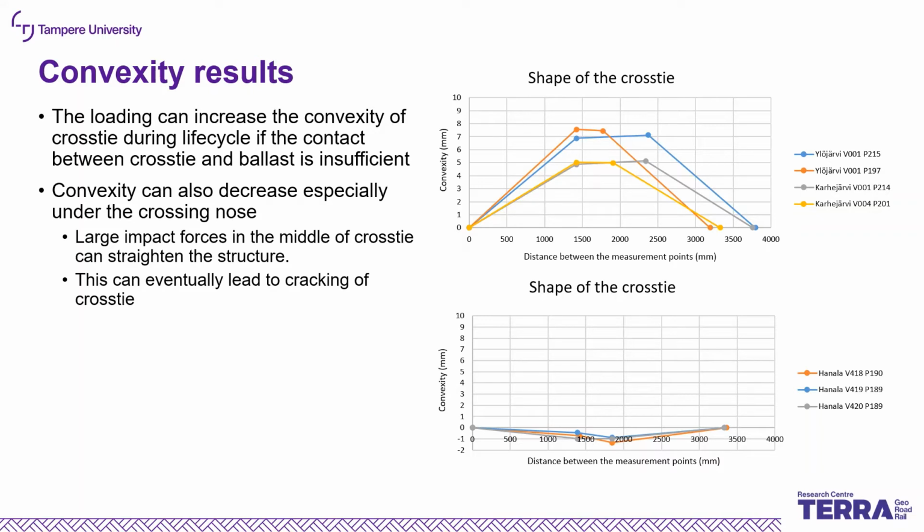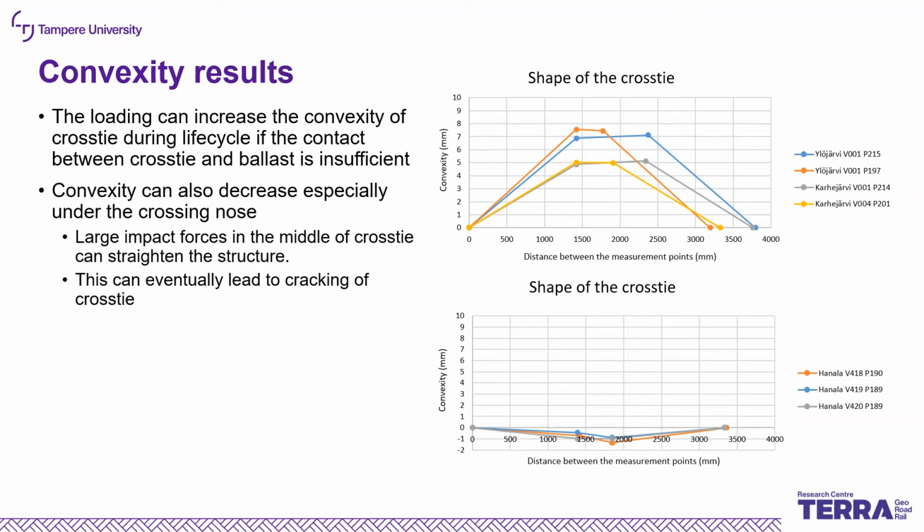And then convexity can also decrease, especially underneath the crossing nose, where there are really large impact forces in the middle of the crossties. So there are impact forces right in the middle of the long crossties, and that is kind of beating the crosstie and forcing it to be straight. And that can also eventually lead to cracking of the crosstie.